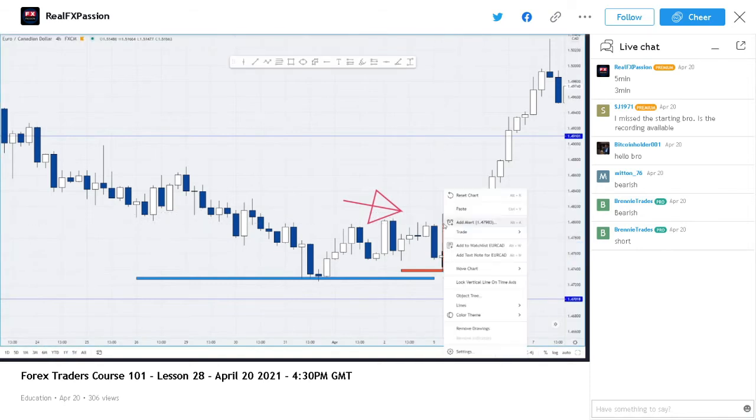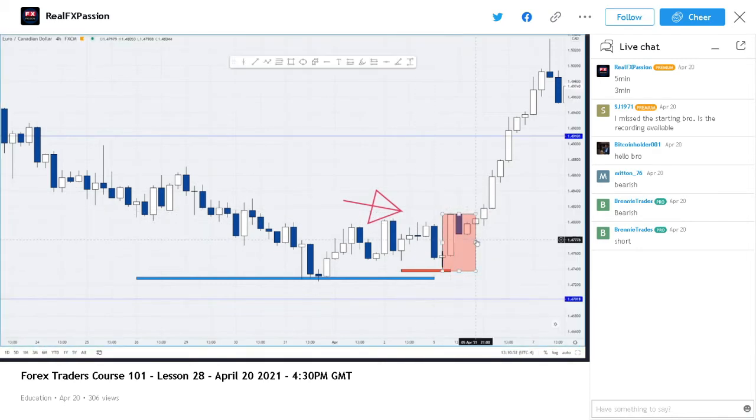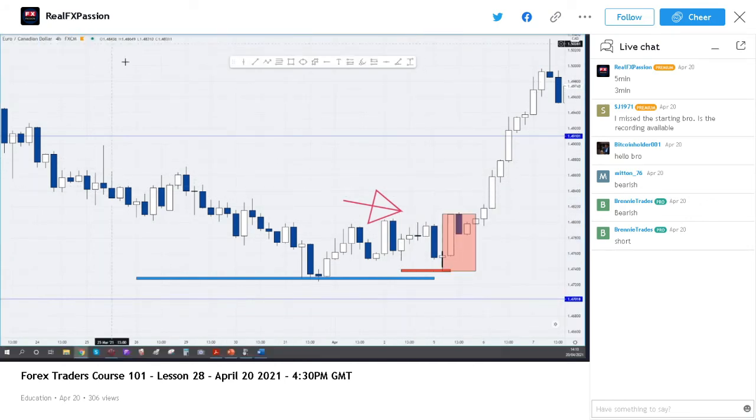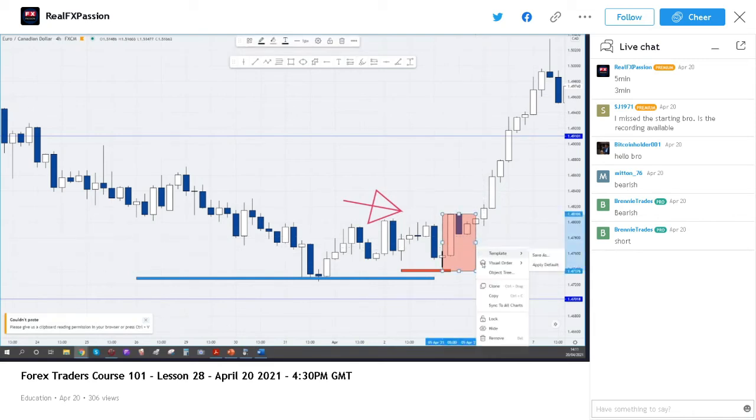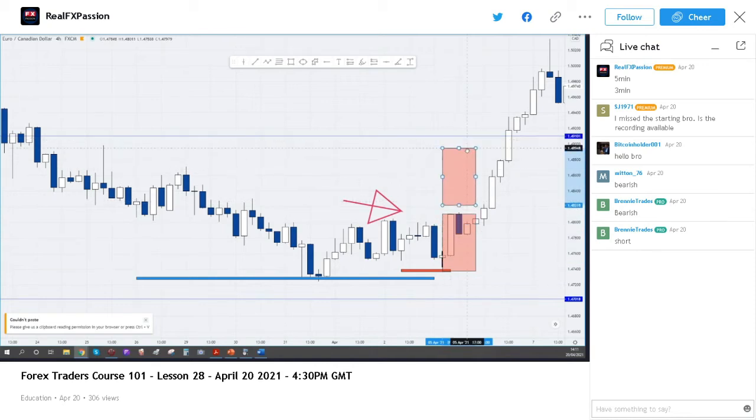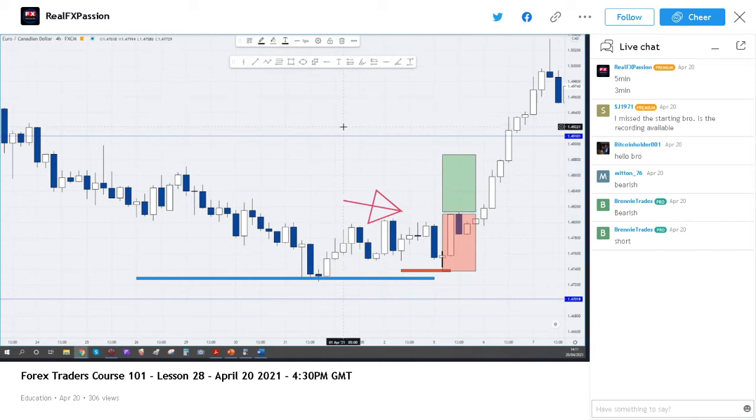Let me clone, not here. Template copy, copy, paste. Oh, I cannot paste in here, so clone. Okay, I can clone, very good. So this would be a scalp, right? This would be the risk, this would be the reward. So this would be a scalping methodology: 1 for 1, buying or selling candlestick formations.